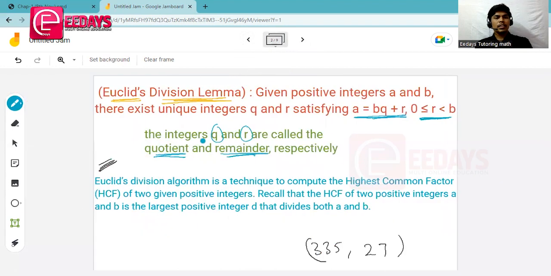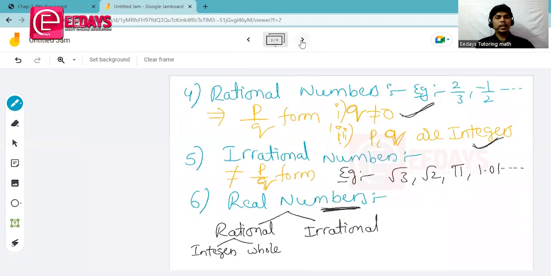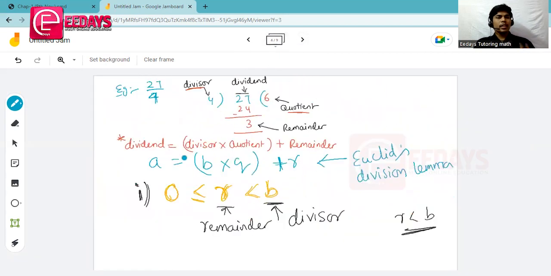In real numbers, the first concept is Euclid's division lemma. For integers a and b, there exist unique integers q and r such that a is equal to bq plus r, with the condition 0 less than or equal to r less than b, where q and r are the quotient and remainder. Why? Because in the remainder theorem, the dividend is equal to divisor into quotient plus remainder. By applying the same logic for Euclid's division lemma, a is equal to b into q plus r. These things we already learned.